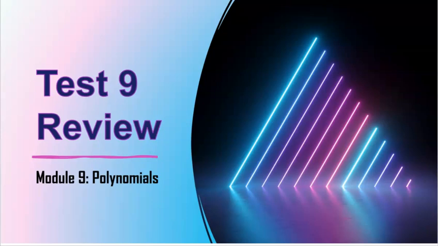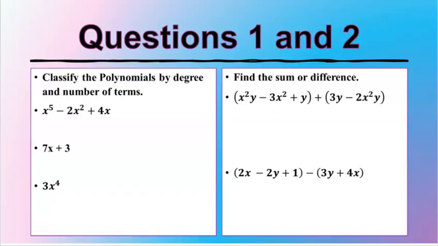Test review 9, covering module 9, working with polynomials. Question 1, classify the polynomials by degree and number of terms. To help you with this, when we look at degrees, constant means a degree of 0.